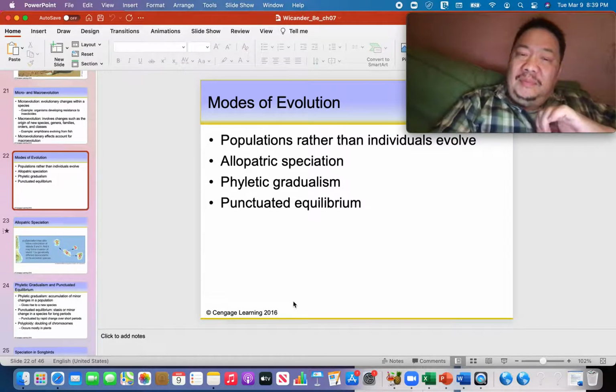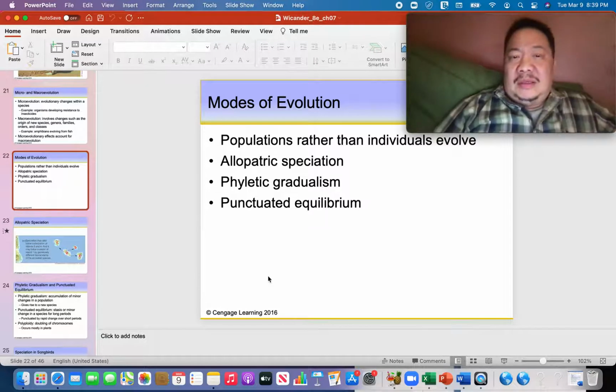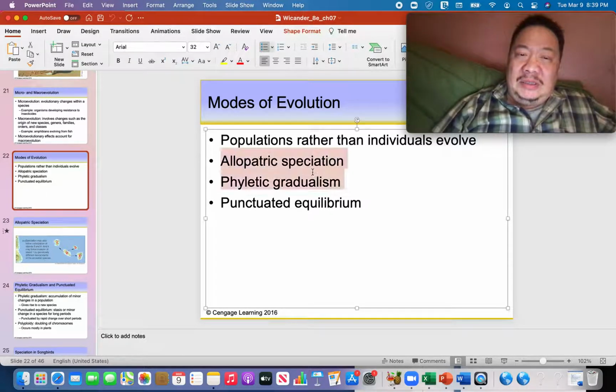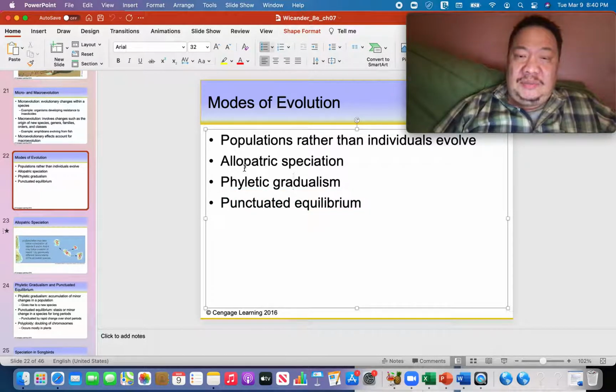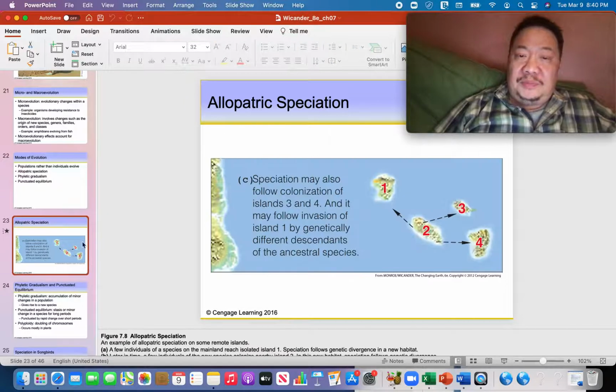And one of them is allopatric speciation. Another one is phyletic gradualism. And another one is punctuated equilibrium. Let's talk about these. First one is allopatric speciation. How does allopatric speciation lead to new species evolving from older species?